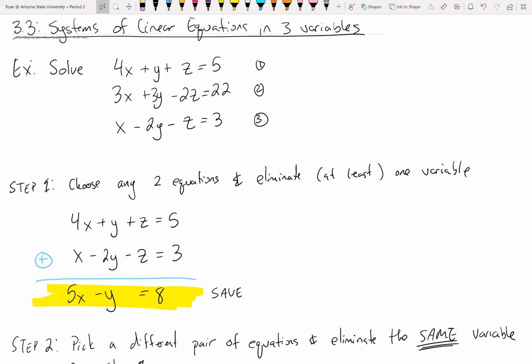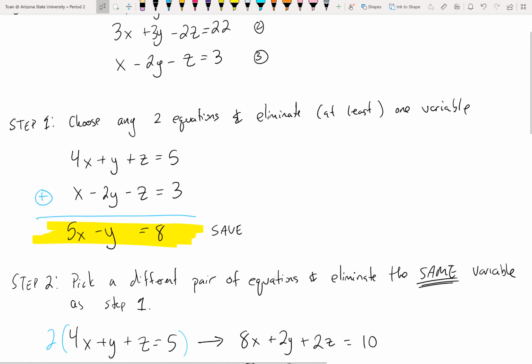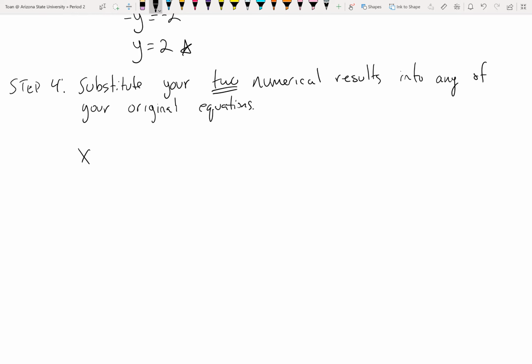I think she beat you out just by a hair. So I heard 3 first. Plug into 1. You should get the same answer. But I heard 3, which was x minus 2y minus z equals 3. Okay. So we had x equals 2, y equals 2. Just plug it in. 2 minus 2 times 2 minus z equals 3. And then you just do math.